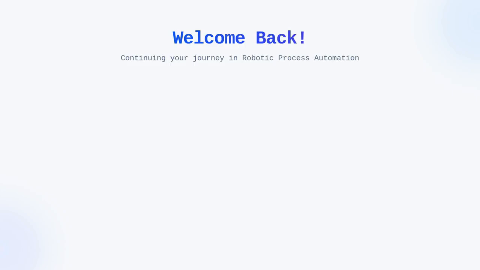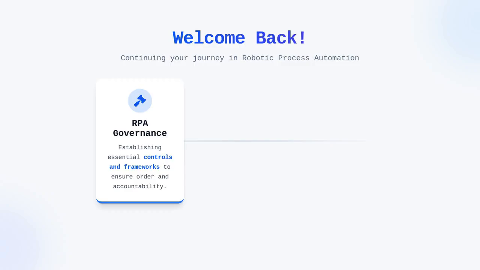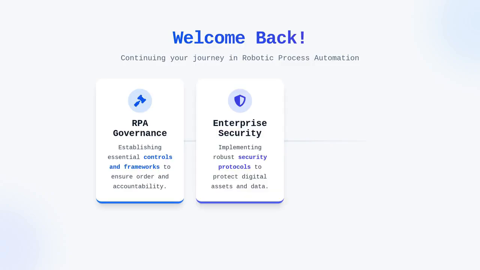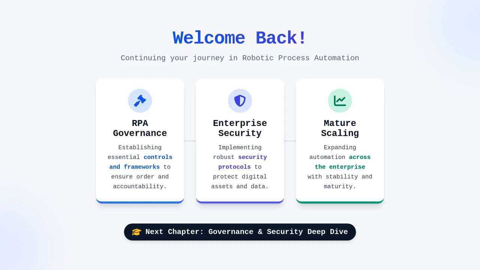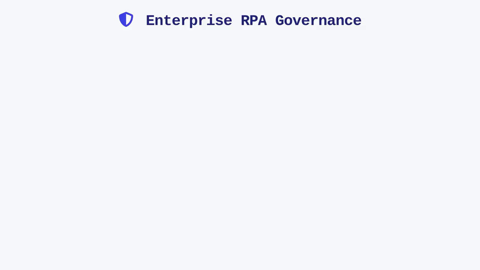Welcome back to the course. In this chapter, we explore RPA governance and security, detailing the essential controls and frameworks required to scale automation maturely across your enterprise. Enterprise-scale robotic process automation requires more than just functional flows. It demands a rigorous governance framework to ensure data sovereignty and operational integrity.